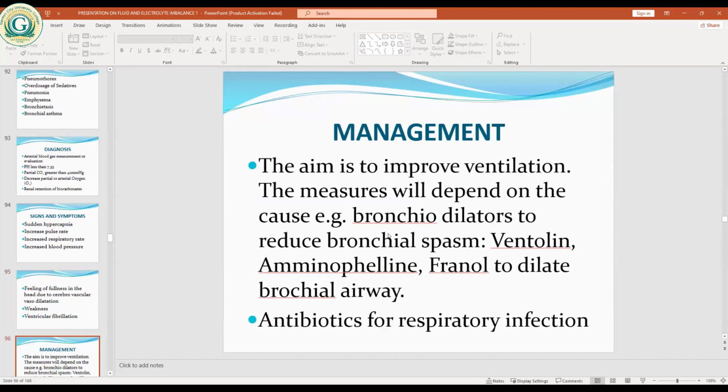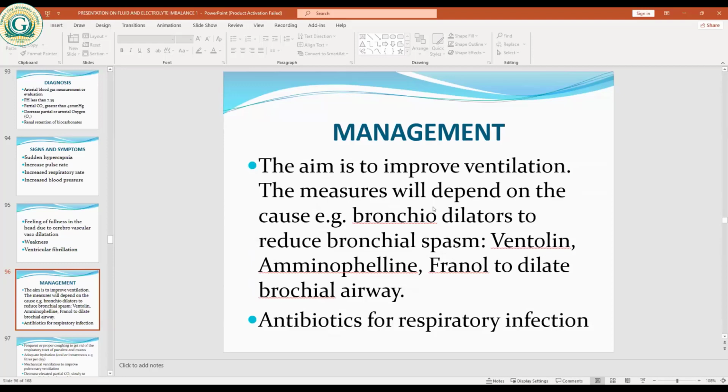Management depends upon the cause. If it is bronchoconstriction, give bronchodilators to reduce the bronchial spasm, for example Ventolin or aminophylline to dilate the bronchial airway in asthmatic conditions. If it is pneumonia and it's causing inflammation in the lungs, treat with strong antibiotics and clear the infection so the person can breathe better. Always the management is geared towards the cause.